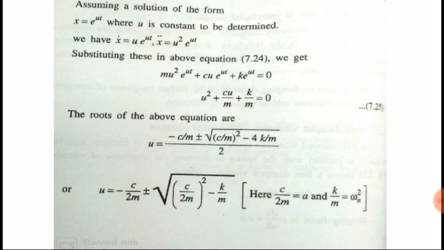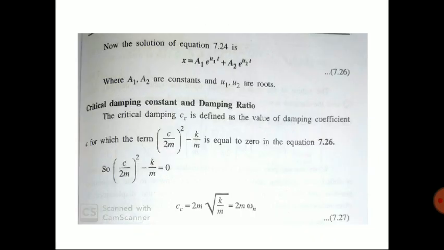Next we are finding the roots of this equation. So we are getting u equal to minus c by 2m plus or minus root of c by 2m whole square minus k by m. Here, instead of c by 2m we are substituting a value a, and k by m we already know is omega n square, that is omega n equal to root of k by m, or k by m equal to omega n square. So these are the terms we are getting.